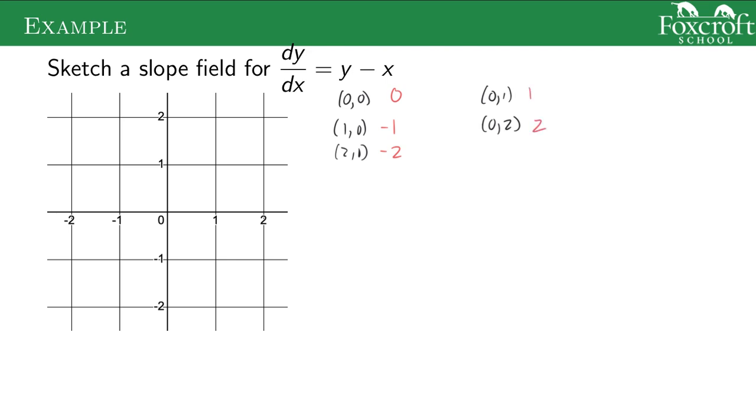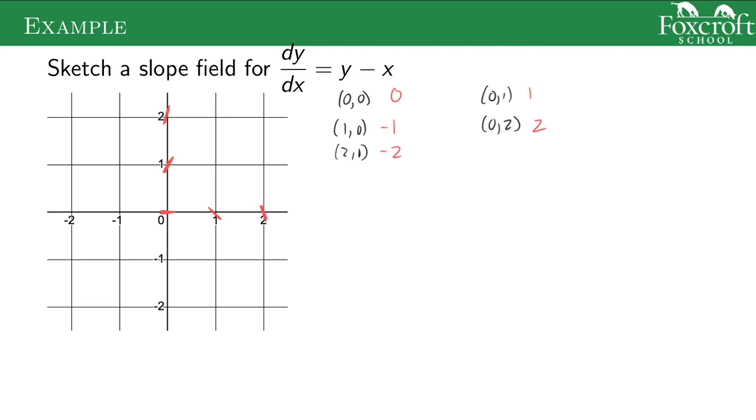All right, so right away I can get these small tangent lines. At 0, 0, it has slope 0. So when it hits that point, it should be going flat. 1, 0 should be at negative 1. 2, 0 should be at negative 2, so steeper. 0, 1, it should be at 1. 0, 2, again, it should be steeper. All right, so again, just plugging in values, and for each one, just drawing a very small line to represent that tangent line.